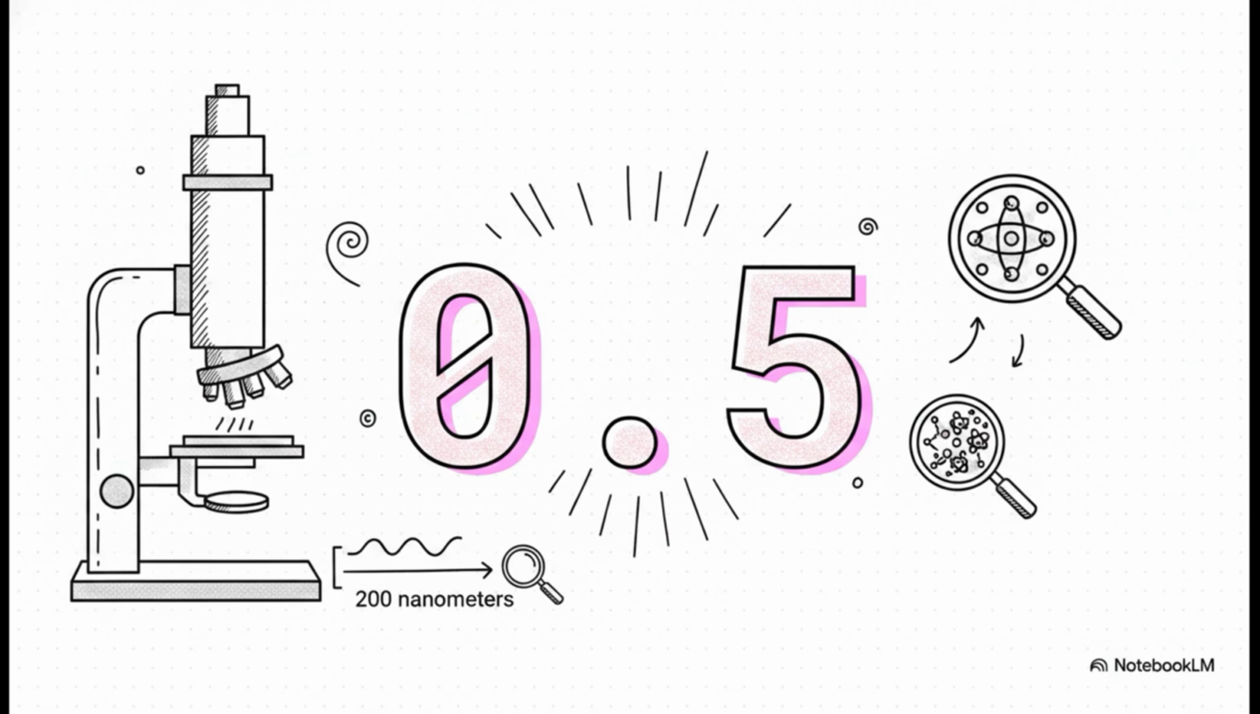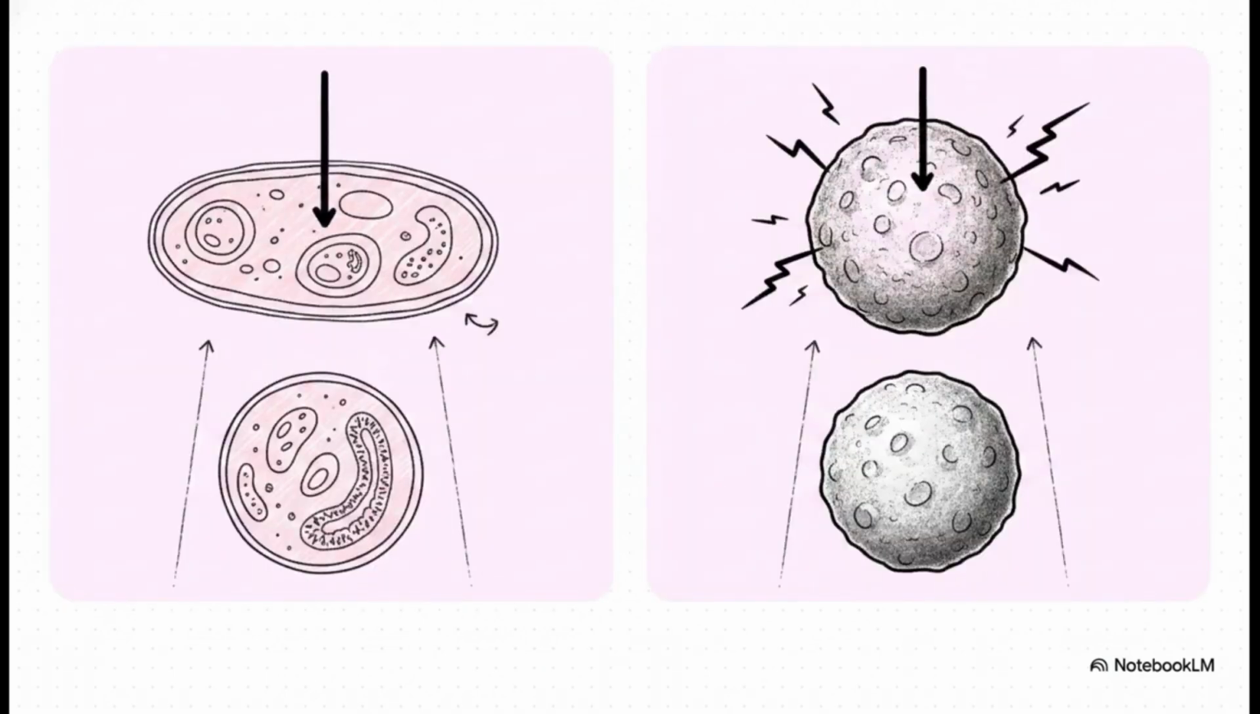By harnessing that incredibly short wavelength, electron microscopes completely shatter the 200 nanometer limit of visible light. We go from a limit of 200 nanometers all the way down to a breathtaking 0.5 nanometers. It is an astronomical upgrade in our ability to resolve the universe. Now, how do we actually put these electrons to work?